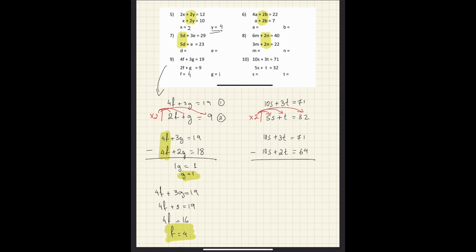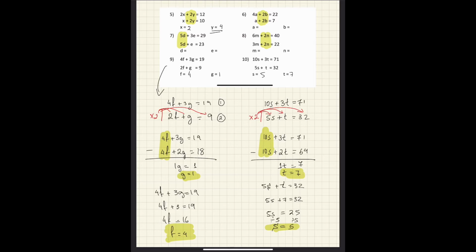Now I can take away because I've got the same sign. Same sign, I take away; different sign, I add. So same sign, so I take them away. I'm left with 1t equals 7, so t equals 7. Substitute into either of the two. I'm going to pick 5s plus t equals 32. 5s plus 7 equals 32. 5s equals 25. s must be equal to 5, because I divide by 5. So t is 7, s is 5.